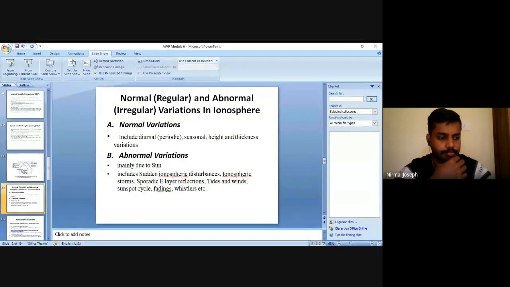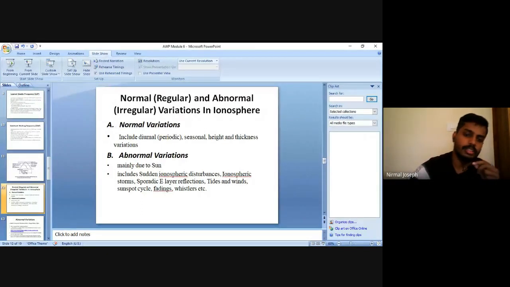Seasonal variations: during the summer season, we expect the thickness of the ionosphere to be more, or the ionosphere to be more ionized, because more sunlight is incident in summer. And height and thickness variations: height and thickness will vary according to the exposure to sunlight, for how long that particular region is exposed to sunlight. All those things are normal, and we can understand them. So those variations are normal variations.